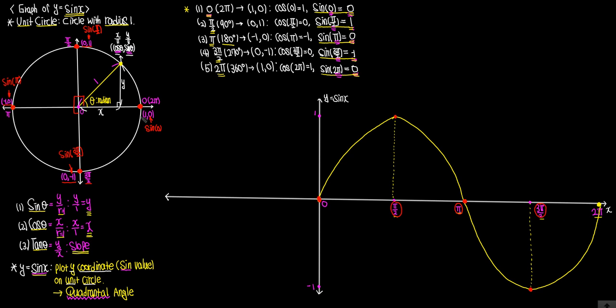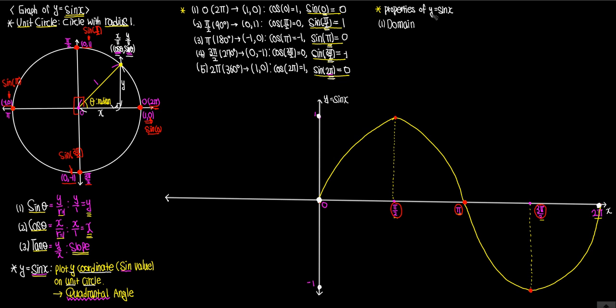And lastly, when it finishes its period at 2 pi, where the coordinate is 1, 0, the sine of 2 pi will be equal to 0. And like this we can compare the y is equal to sine x graph with the unit circle, because the y is equal to sine x graph originated from the unit circle. With the definition, the sine graph is the collection of the y coordinates on the unit circle.